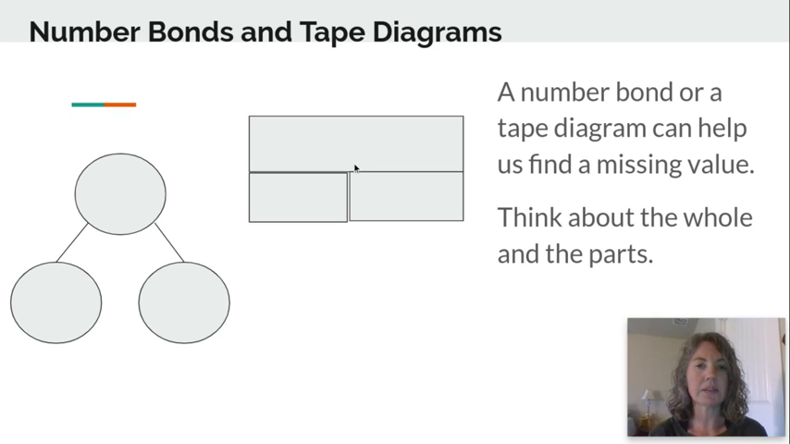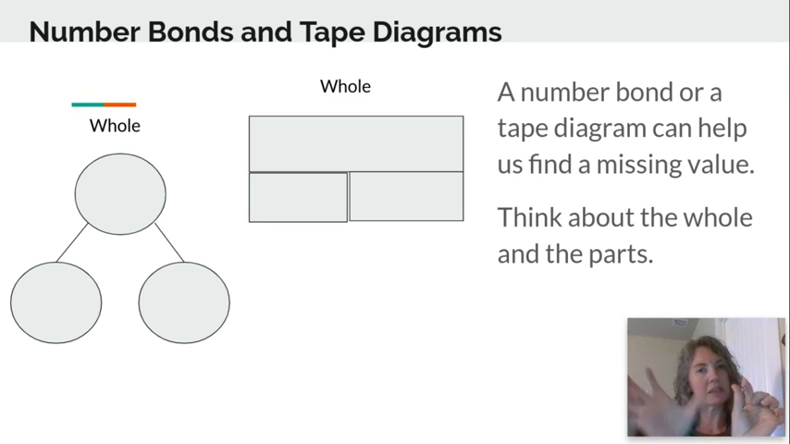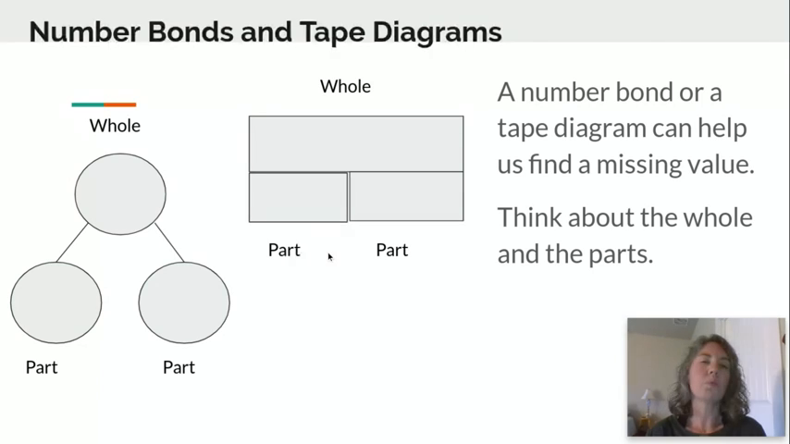This number on the top would be our whole. That's everything we have. I don't have more than that. And then these two would be the parts. Right now they're pretty close together and they're almost equal, but one part might be little and one part might be big. So that can change, but the idea is that there's some parts and together they make the whole. Okay, so whenever we look at these equations, we're going to think about a whole and parts, and we're going to figure out which is which.